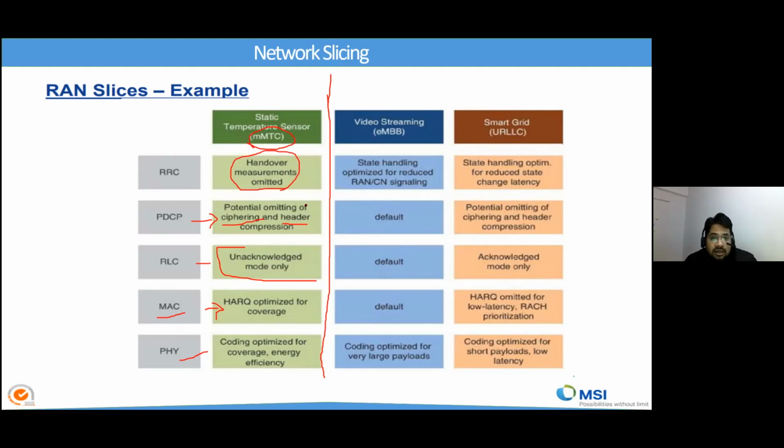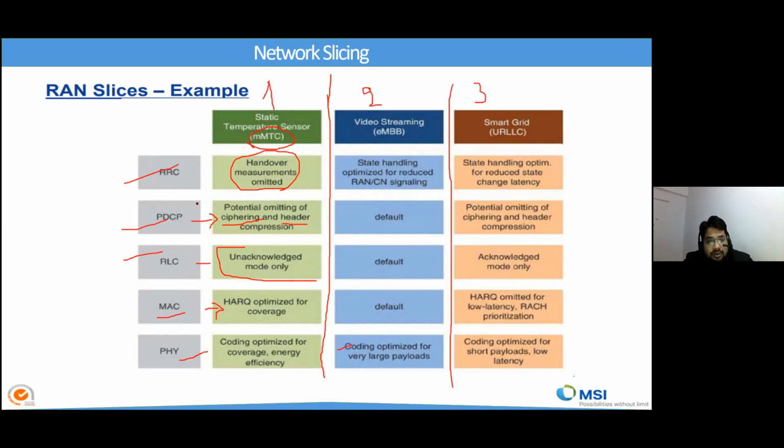So of course, when the operator deploys their network slice in order to serve IoT applications or mMTC, then these layers, like the RLC and PDCP, must be designed in such a way that they can fulfill all the requirements of IoT. And in a similar way, the RRC layer, PDCP layer, RLC, MAC and physical layer have been designed to serve this slice. For example, let's say this is slice number 1, this is slice number 2, and this is slice number 3.